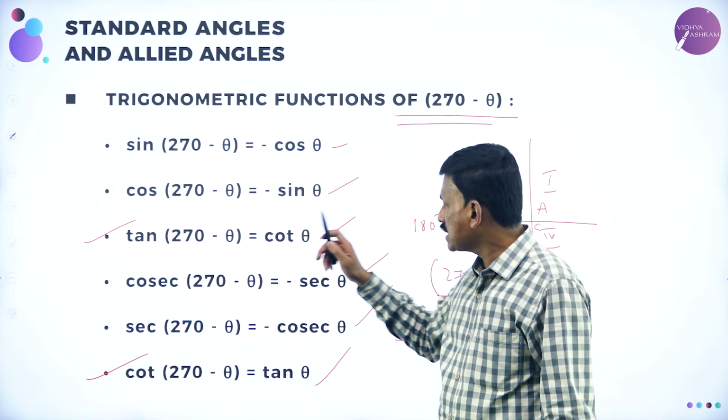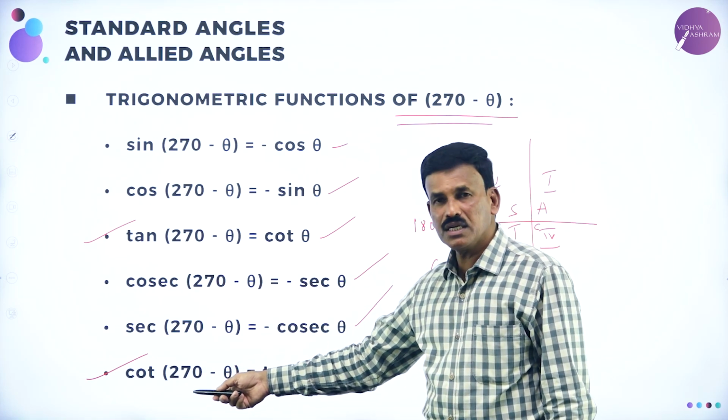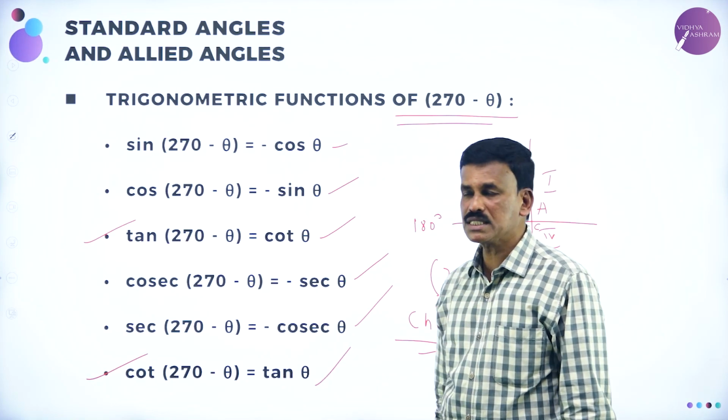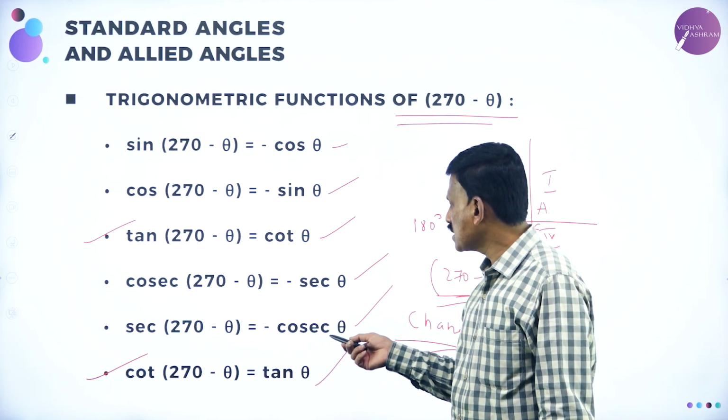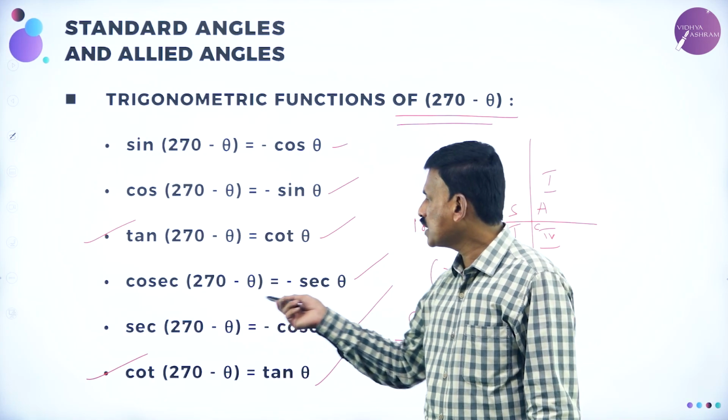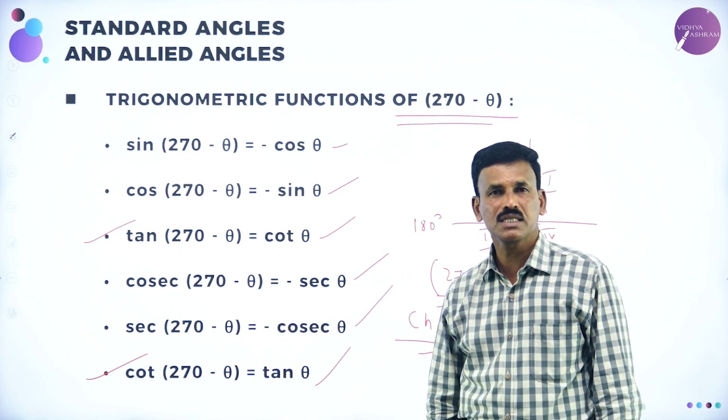Tan 270 minus theta is plus cot theta. Similarly, cot 270 minus theta is plus tan theta. Secant 270 minus theta is minus cosecant theta. Cosecant 270 minus theta is minus secant theta.